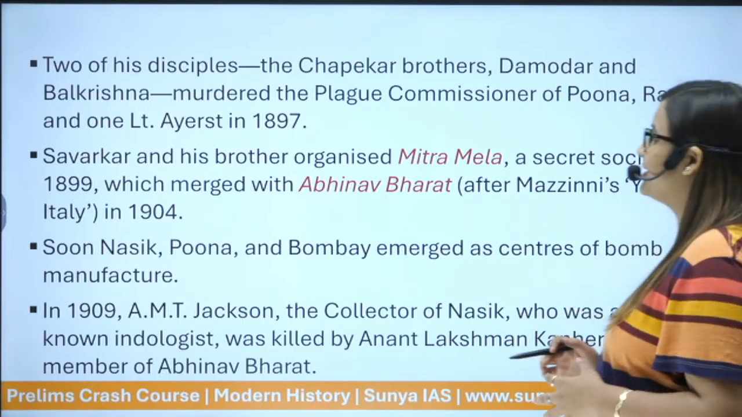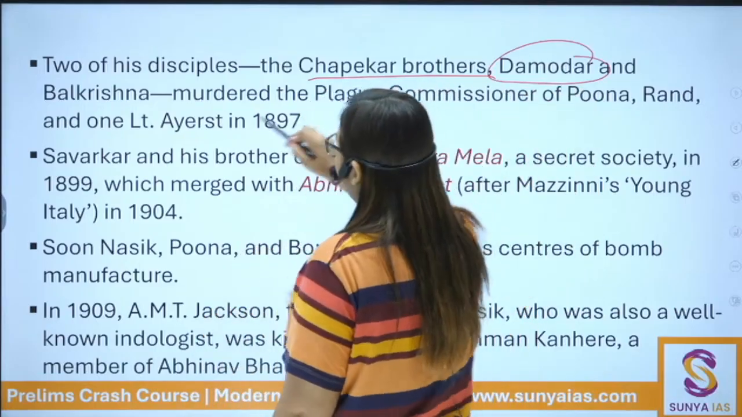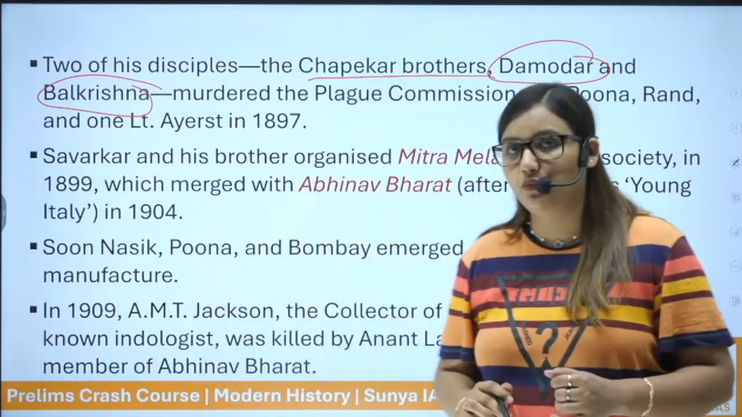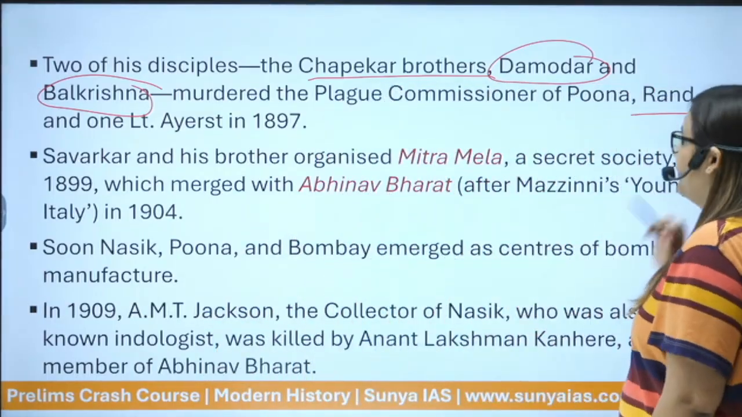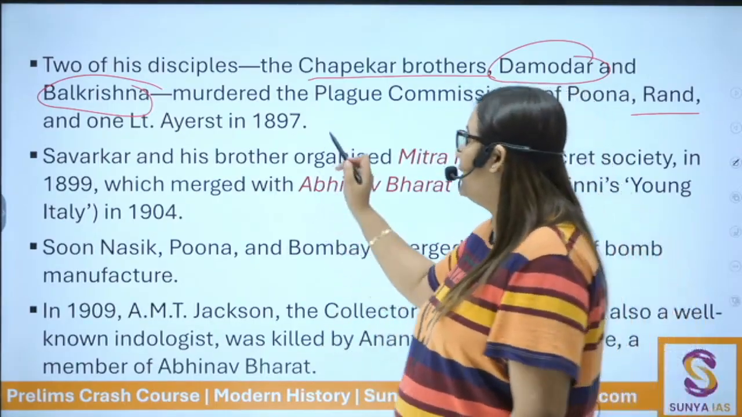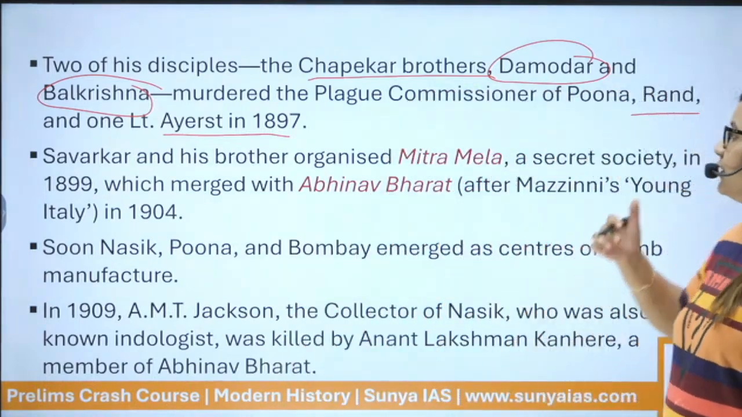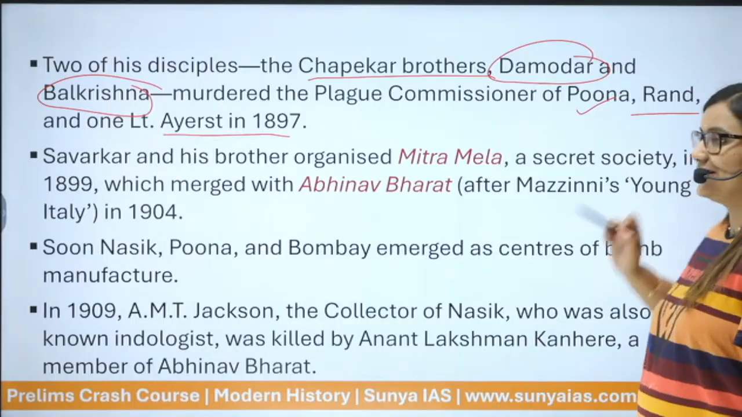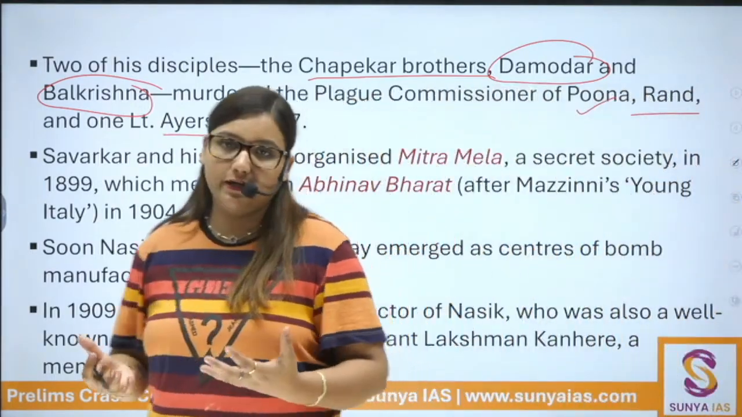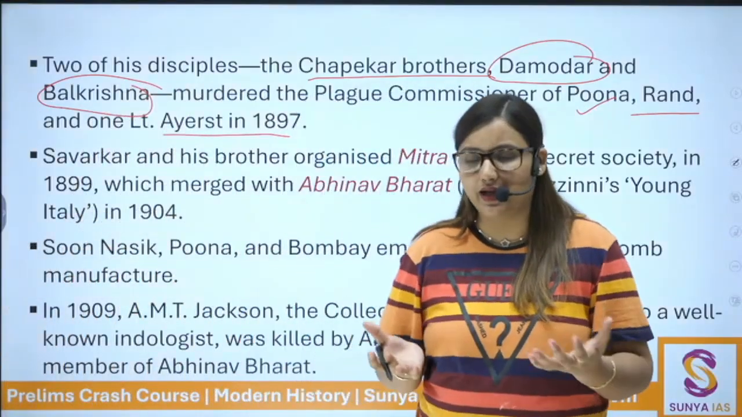Two of his disciples, the Chapekar brothers, Damodar Chapekar and Balakrishna Chapekar, murdered the plague commissioner of Pune, Alexander Rand, and one lieutenant in 1897. Why? Because the plague commissioner of Pune, Alexander Rand, and his people were checking houses, as a lot of deaths were happening at that time.